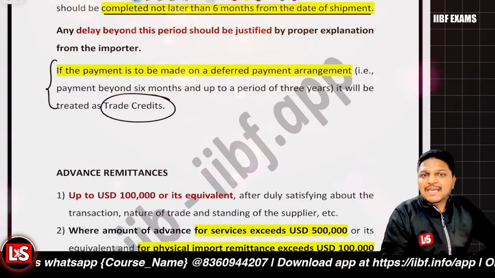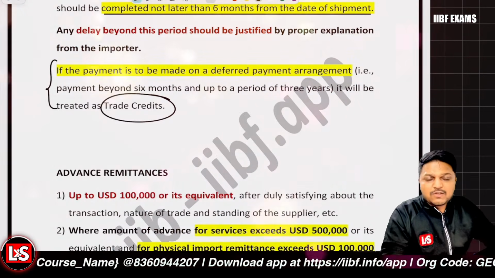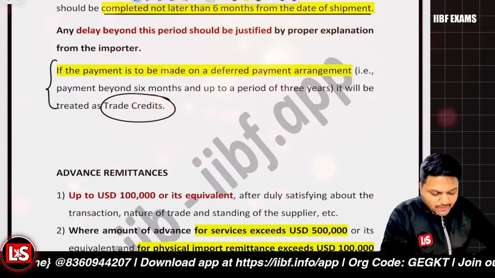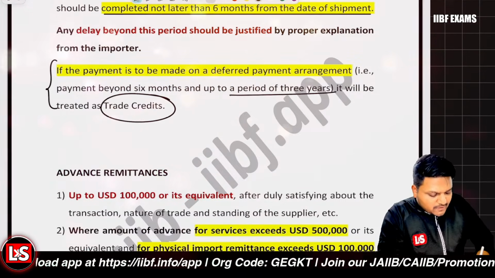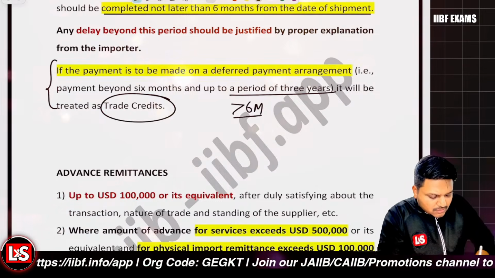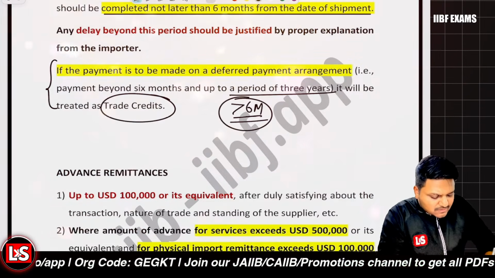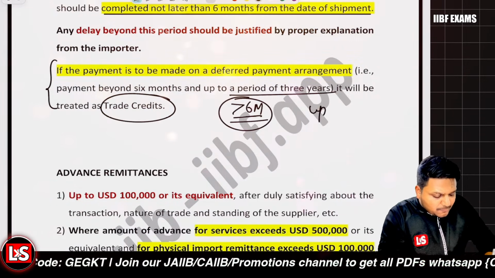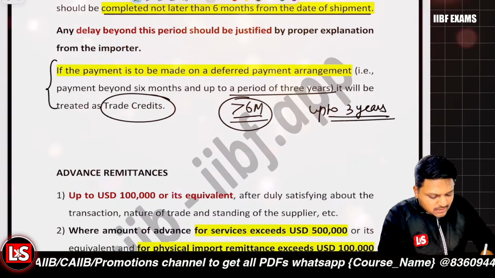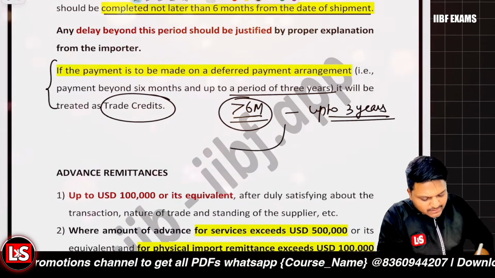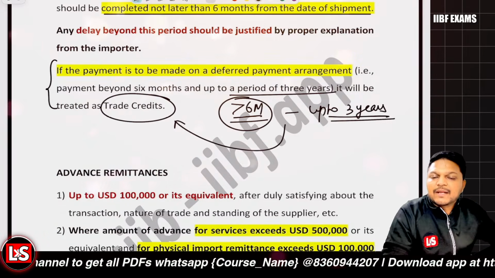And further, in the case of a deferred payment arrangement, if it is beyond the 6 months period, then it will be treated as a trade credit up to the period of 3 years. If the deferred payment arrangement is greater than 6 months but up to 3 years, it will be treated as a trade credit, right?